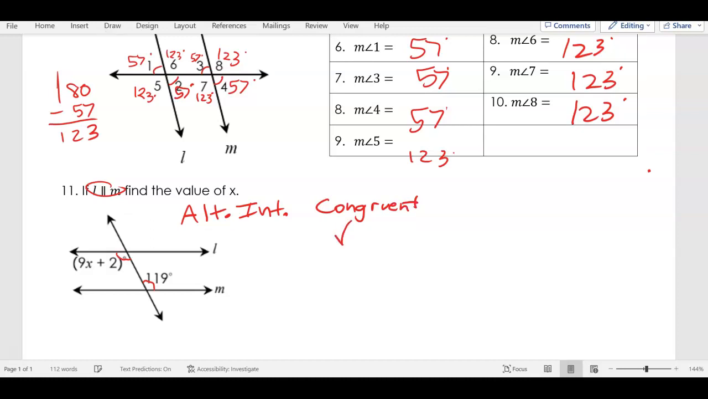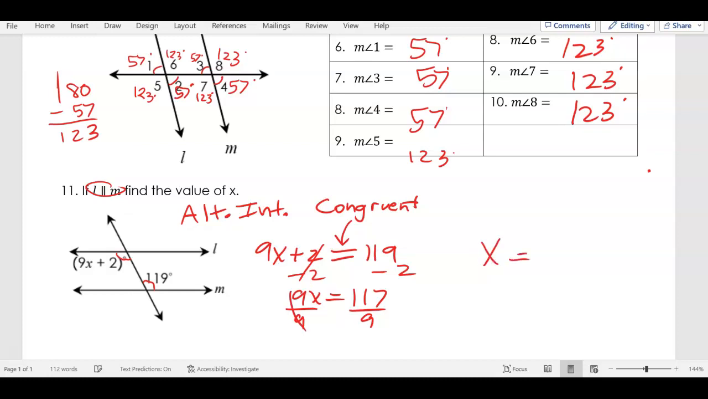So congruent means you're going to set them equal. So 9x plus 2 equals 119. Set them equal and solve. Get rid of that loner, minus 2 on each side to get rid of the plus 2. And then divide by 9 to get rid of the coefficient. What is 117 divided by 9? 13.